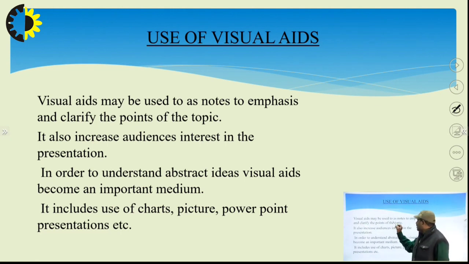Visual aids may be used as notes to emphasize and clarify the points of the topic. It also increases the audience's interest in the presentation. In order to understand abstract ideas, visual aids become an important medium. So, this is more important. It includes the use of charts, pictures, PowerPoint presentation, etc.